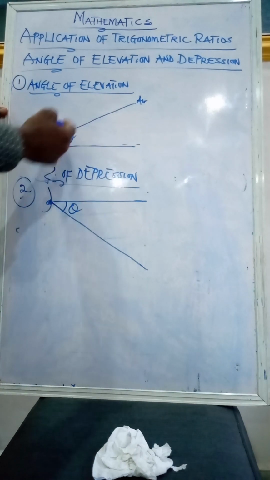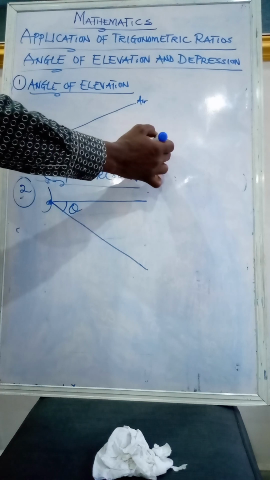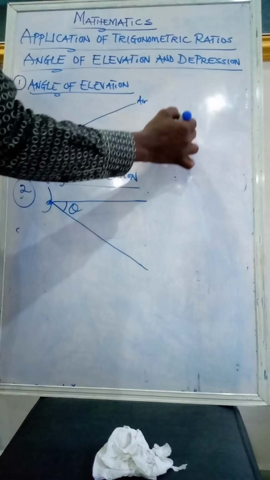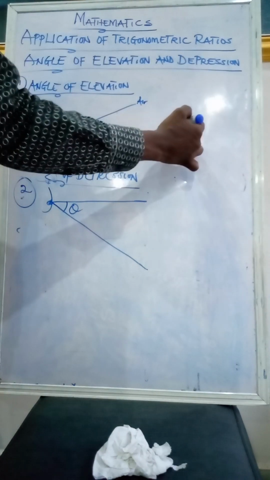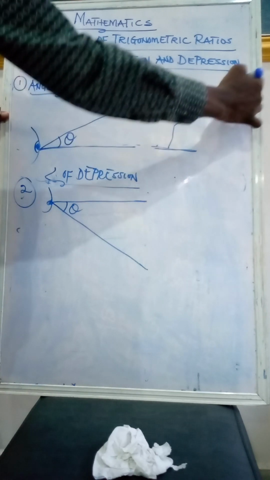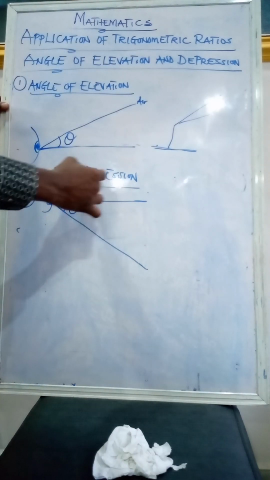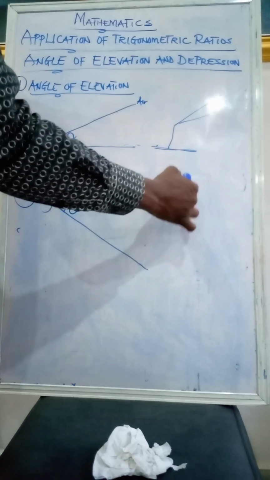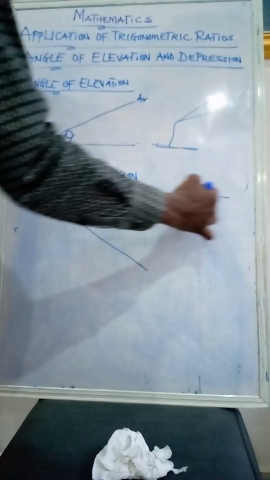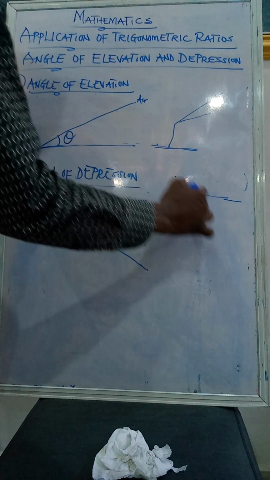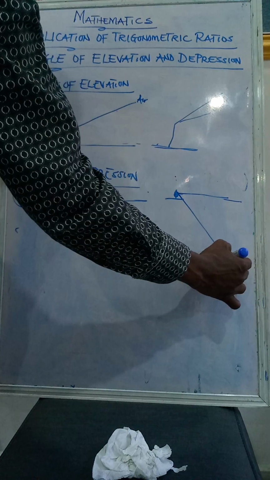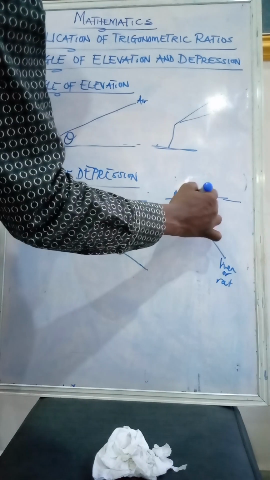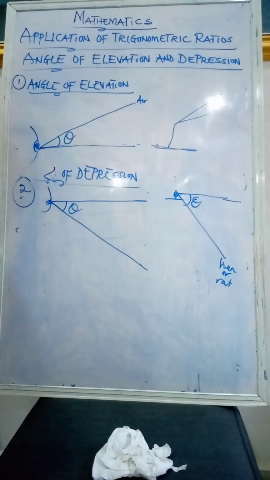So in a nutshell, angle of elevation is when one is standing on the ground, and you are looking at a bird, or you are looking at an aeroplane. While angle of depression is when one is standing on a tower or on a tree. So that person is looking straight. At the same time, the person will be looking at maybe another object like a hen or rat.